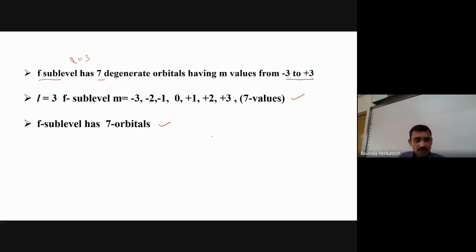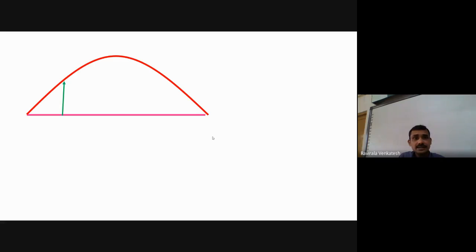S is having 1 orbital, that is 0. M value will be 0. And P is having 3 orbitals. M values are -1, 0, +1. That is nothing but Px, Py, Pz. And L is equal to 2, that is nothing but d orbital. M values will be 5: -2, -1, 0, +1, +2. Nothing but dxy, dyz, dxz, dx square y square, and dz square. These are the orbitals actually we are having. Okay. Now we'll write in the graphical representation like this.